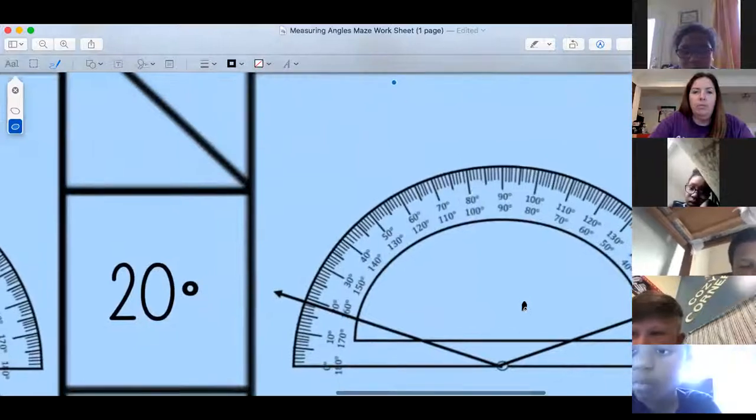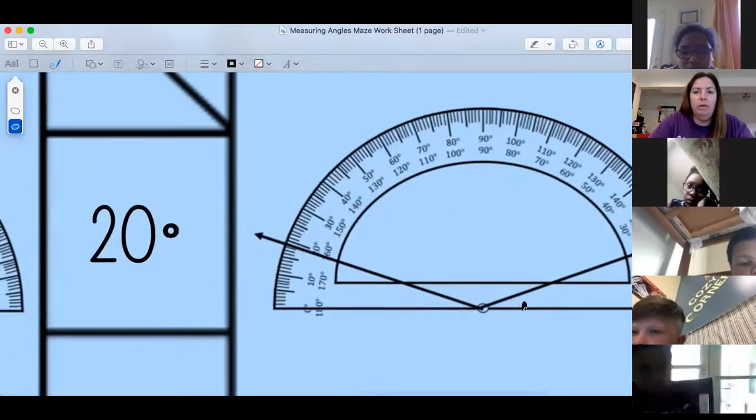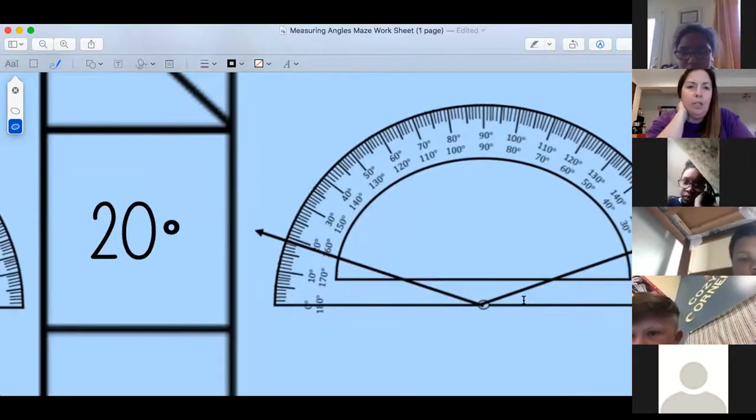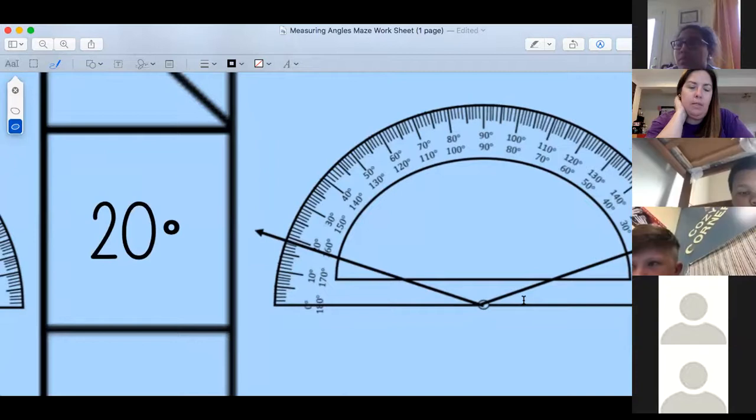You guys are going to have to do some thinking on this one. I'm going to give you a couple of minutes to use a strategy to figure out the measurement of this angle.